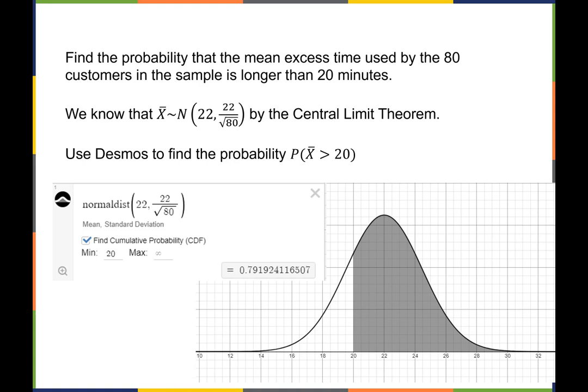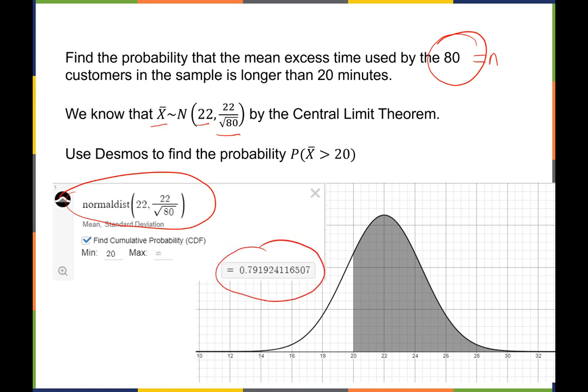So let's find the probability that the mean excess time used by the 80 customers in the sample is longer than 20 minutes. Well, we know by the central limit theorem that the mean is going to stay the same, and the new standard deviation is the old standard deviation divided by the square root of n. In this case, with our 80 customers, n is equal to 80. So 22 divided by the square root of 80, we can actually just put straight in the normal Desmos calculator like that. Find the probability that that is greater than 20, and we get about 0.79.